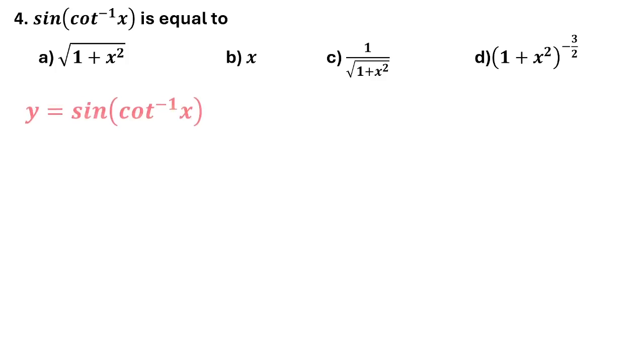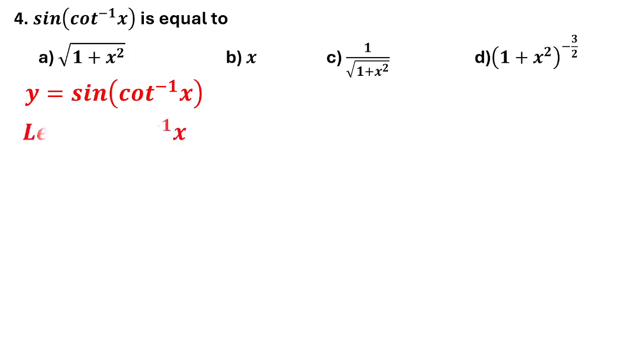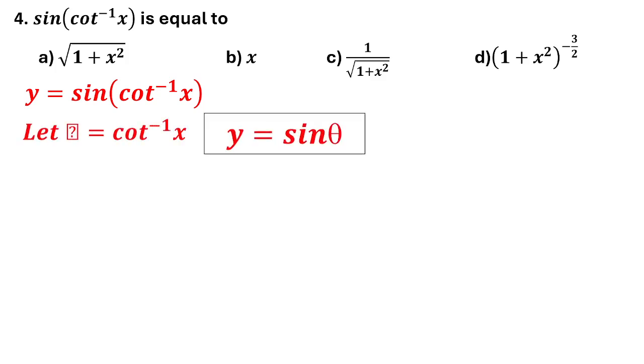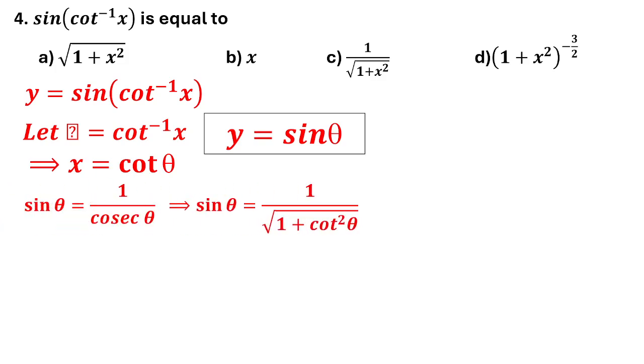Let us see. Now I am taking y is equal to sine of cot inverse x, and let me take theta as cot inverse x. Now y is equal to sin theta, and x is equal to cot theta. Sin theta is equal to 1 by cosecant. Now how to connect cosecant and cot? Cosecant squared is 1 plus cot squared. Therefore cosecant is square root of 1 plus cot squared. Therefore this is 1 upon root 1 plus x squared.